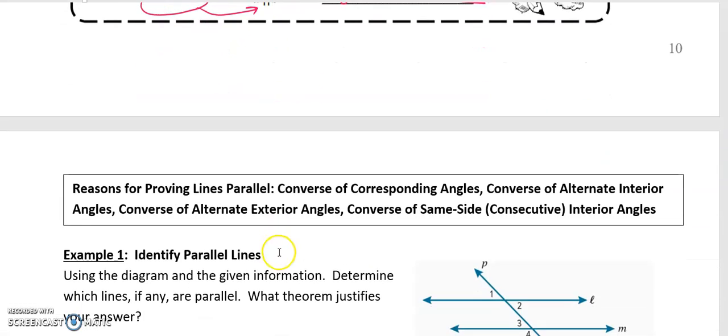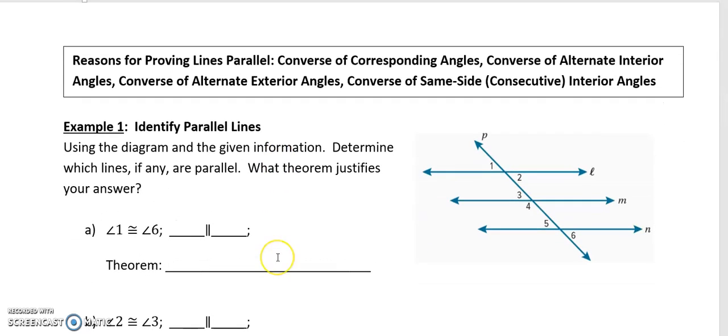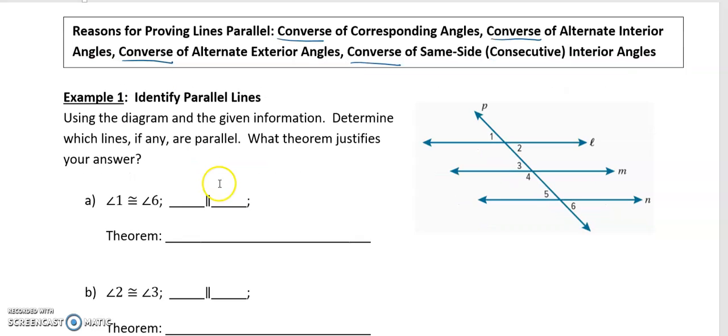Remember when we wrote our converse statements, we switched the hypothesis and conclusion. So I'm going to have you repeat that a couple of different times, at least in class. What proves parallel? Converse. And so we're going to use the converse of these relationships that we've already learned.